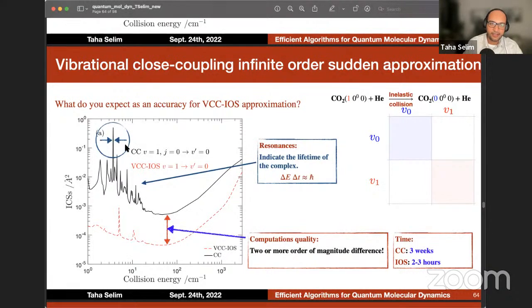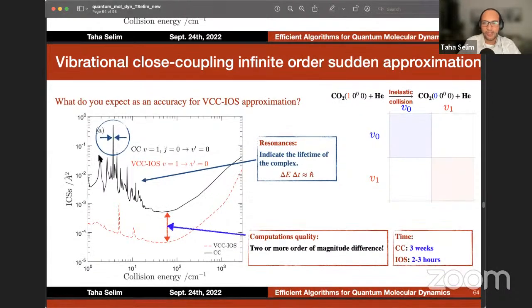Hence, when helium comes to CO2, it doesn't leave the system. It means that at this range of energies, they will stick together for some time and form a quasi-molecule, a quasi-complex. That complex will have a certain lifetime, which can be computed and indicated using the Heisenberg relation. This is just a side remark.